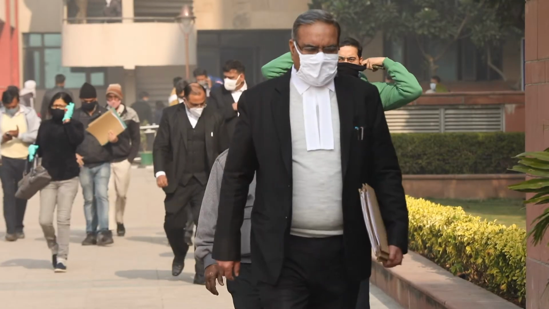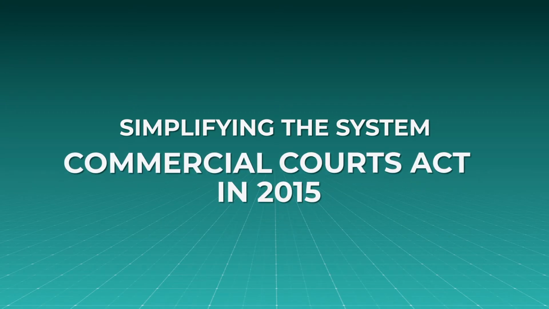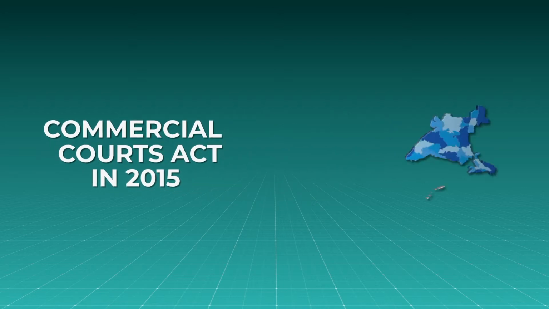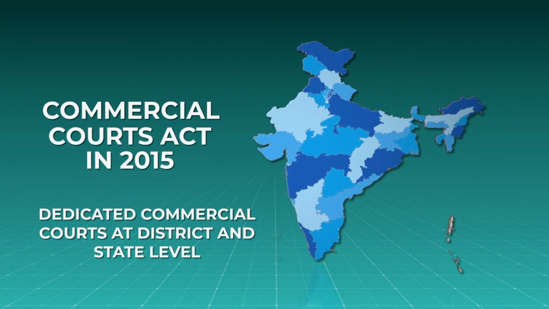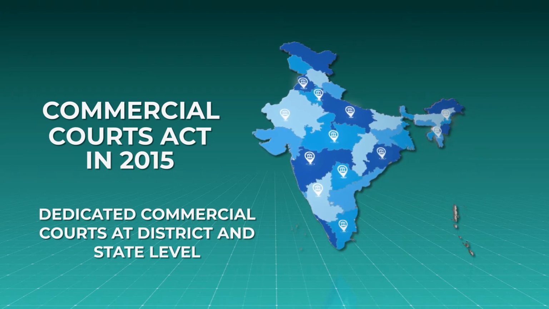A huge first step in simplifying the system was the passing of the Commercial Courts Act in 2015. This allowed for setting up of dedicated commercial courts in India at the district level and state level.